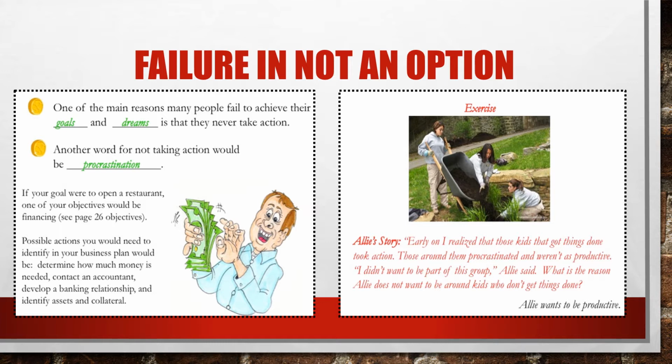You'll see over here a story. It's called Allie's story. I want to read it to you. Early on, she said, I realized that those kids that got things done took action. Those around them procrastinated and weren't as productive. I didn't want to be part of this group, Allie said. What is the reason Allie does not want to be around kids who don't get things done? Because she wants to be productive. She wants to get things done. And truly, if you can be productive, you'll achieve your goals.